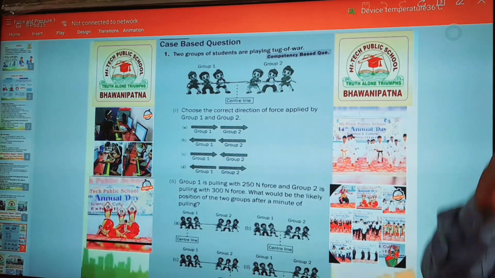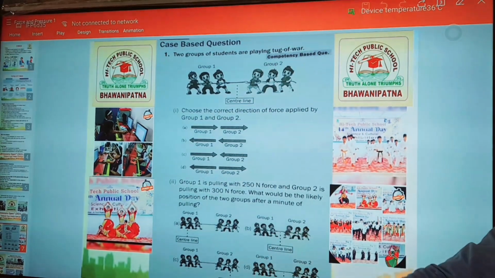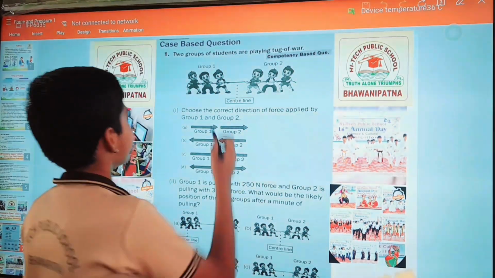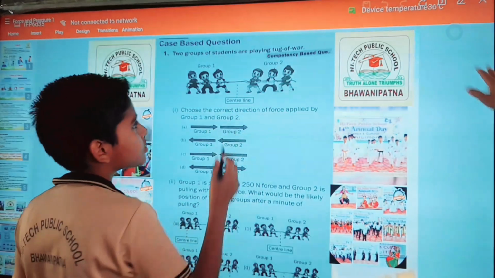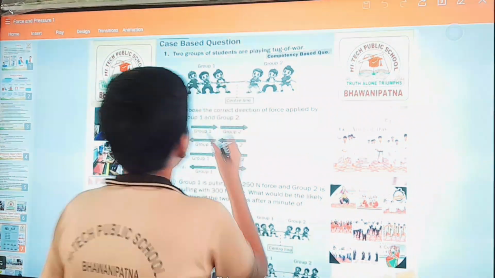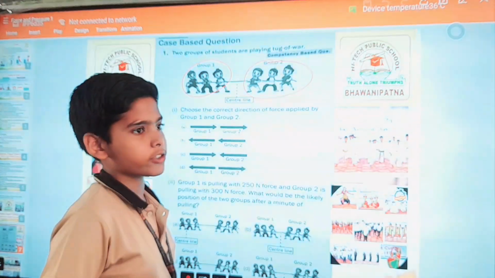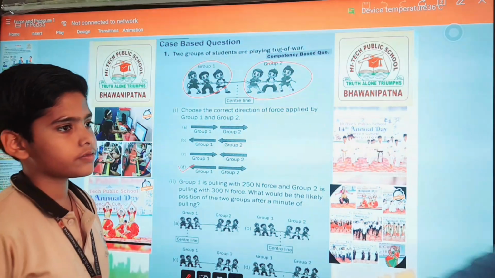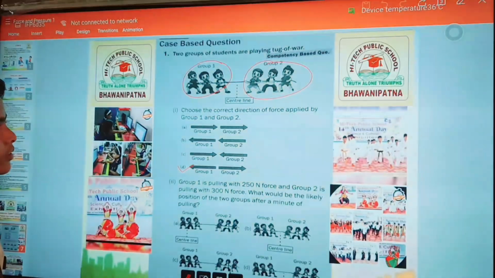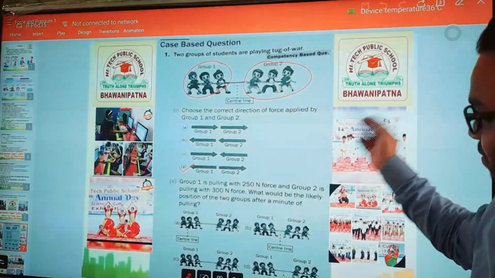Okay, wait. Hota will come here. Ronak Ranjan Hota. Silent. In the number 1 question, we can see that these two groups are exerting the same Newton force. That's why the correct option will be D. Very good. Actually, here it is asking the direction of the force. So they are applying force in opposite direction. Very good. Well answered.